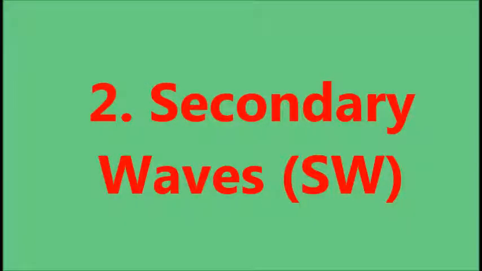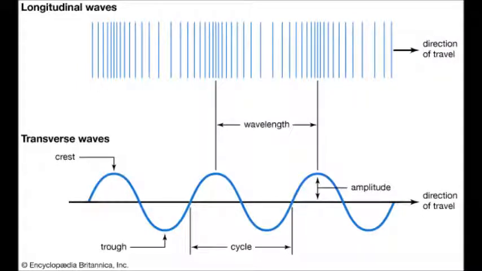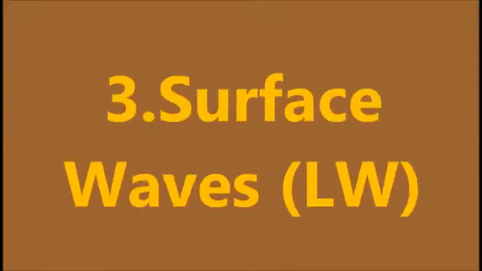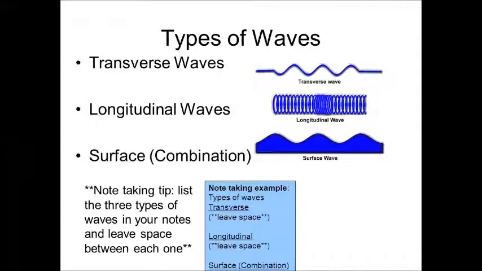Secondary waves. Secondary waves are also known as transverse or distortional waves. These waves cannot pass through liquids. They reach the epicenter after the primary waves. Surface waves. Surface waves are also called long waves. They are the slowest earthquake waves but are responsible for the highest destruction on the surface of the earth.